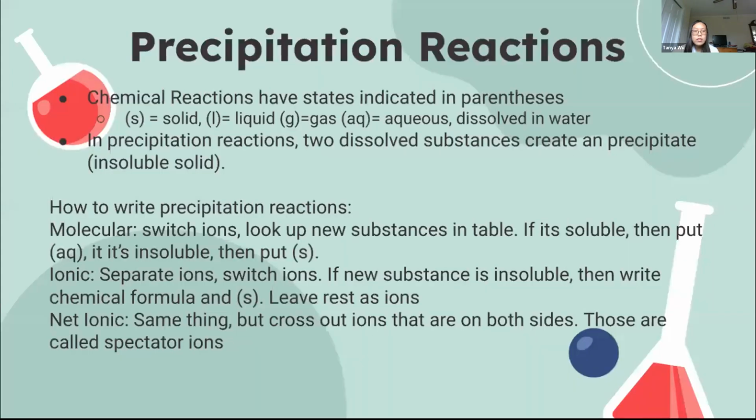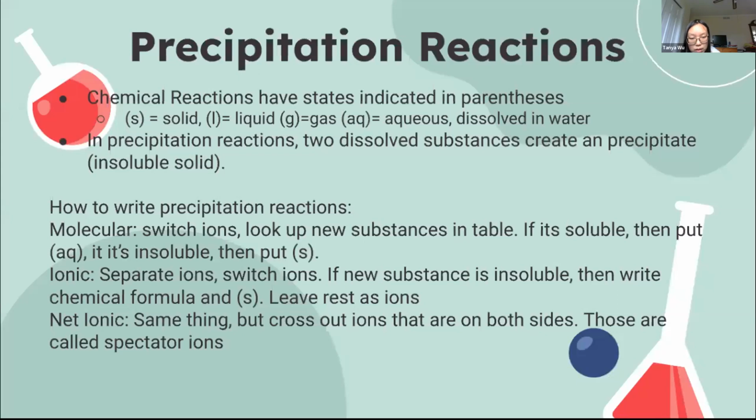Precipitation reactions. A precipitation reaction is where two dissolved things react in the water to make a precipitate, where they create a solid substance and it just falls out of the solution. That's why it's called a precipitate. In chemical reactions, they will indicate the states in parentheses after the chemical formula. S is solid, L is liquid, G is gas, AQ is aqueous, meaning that it's dissolved in water.